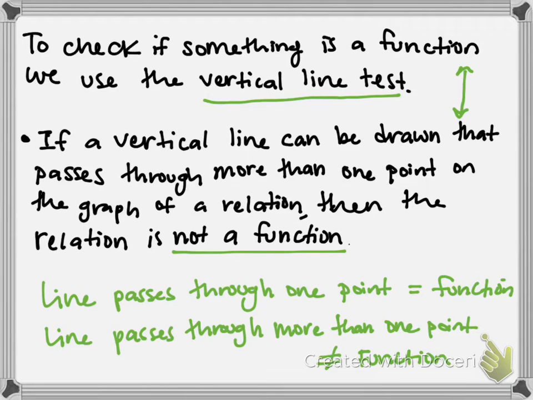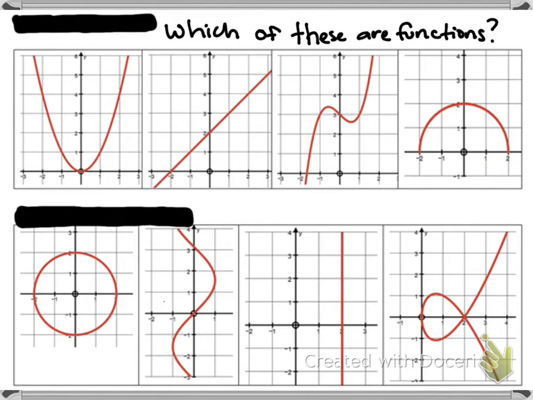So let's take a look at some of those examples. All right, which of these are functions? So my first graph right here, I'm going to draw the vertical line test. No matter where I draw my green vertical line, it's only hitting each part of the function one time. It crosses here, here, here, here, here, here, here, right? So this is a function.